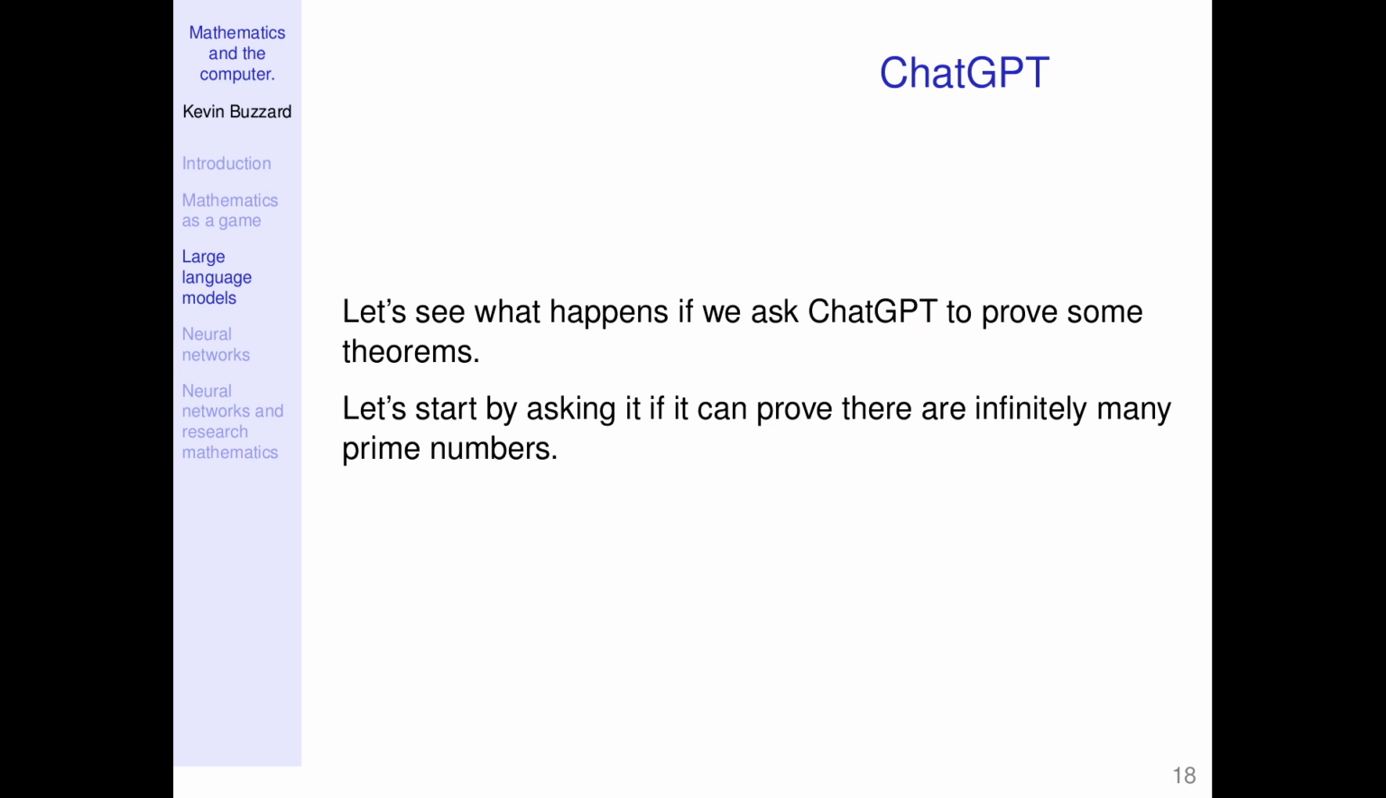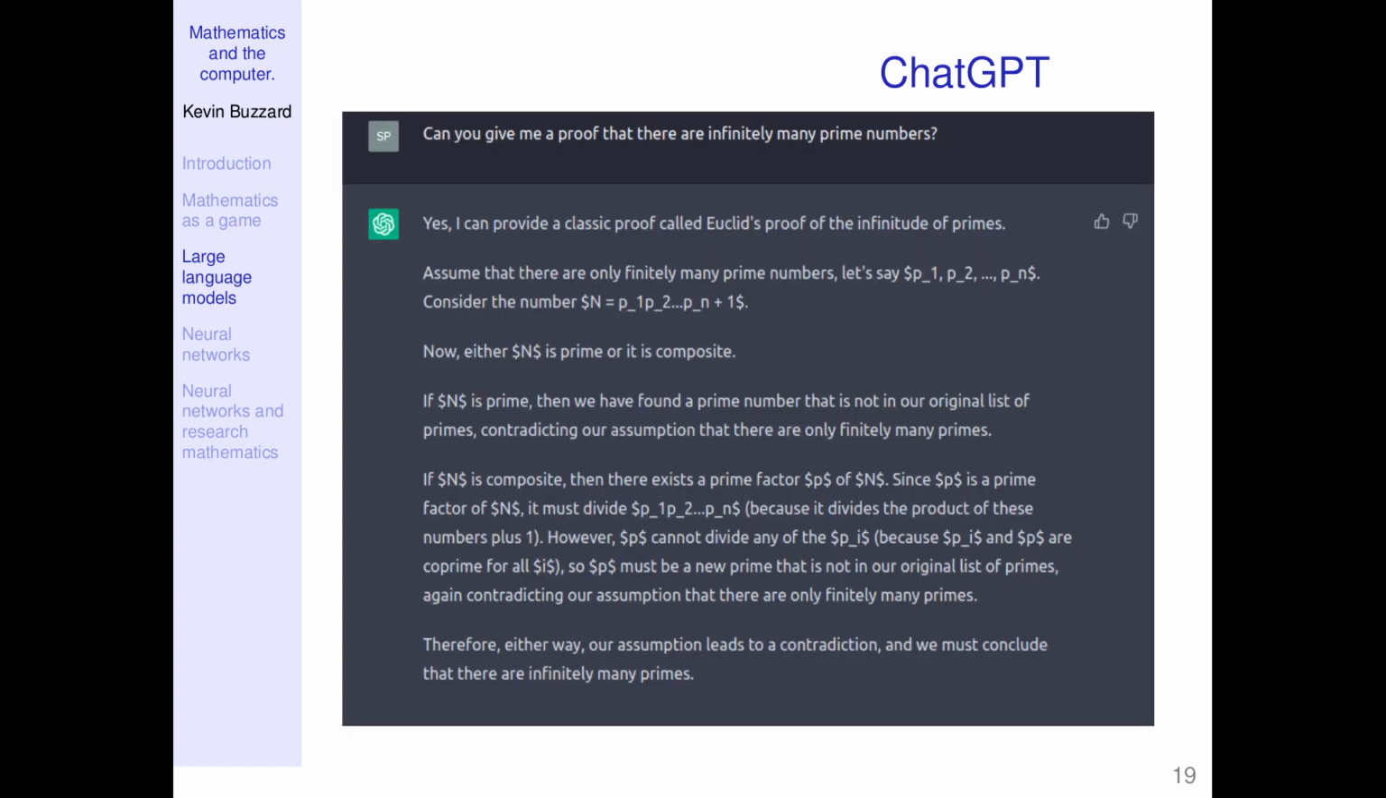Let's try and prove there's infinitely many primes. And this is a great example of something that you hope it will do well, because there's lots and lots and lots of proofs on the internet that there's infinitely many primes. So, I didn't really know if people were going to see that. If that's too small for people, don't worry, because the key argument is going to be on the next slide, much bigger. But let me just whiz through what this says. I ask it, can you give me a proof there's infinitely many prime numbers? And the computer says, yes, I can provide a classic proof called Euclid's proof of the infinitude of primes. And then it gives the proof.